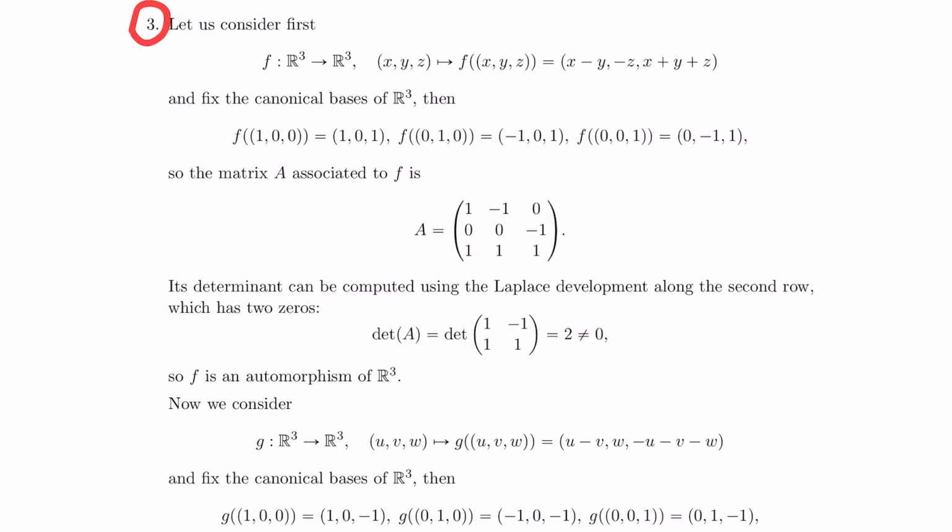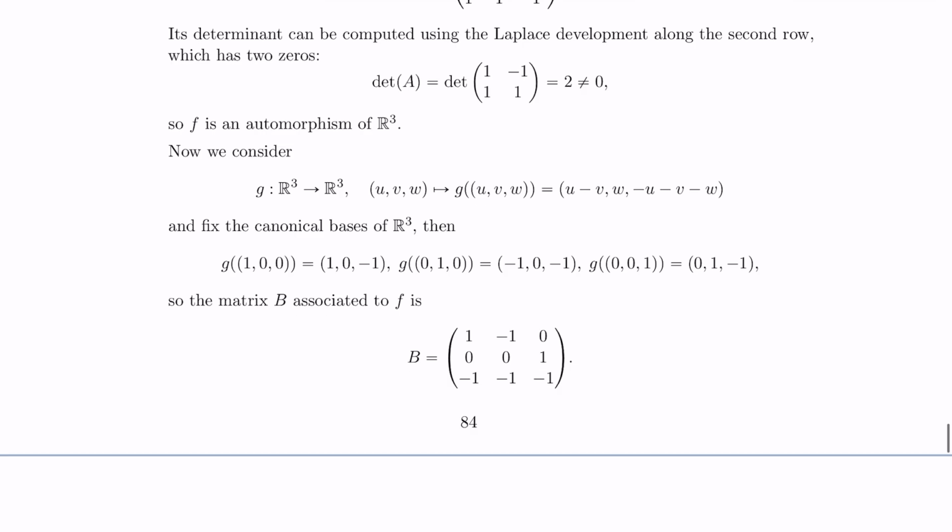Let's discuss the solution to exercise 3. Following the hint, we associate to the linear map F a matrix with respect to the canonical basis of R3. If we apply F to the three vectors of the canonical basis of R3, then we find these vectors here, which are the columns of the associated matrix. Since the second row of this matrix has two zero entries, we can easily compute the determinant of A by using the Laplace development along this row, and we find that the determinant of A is 2, which is of course different than 0, and so F is an automorphism of R3.